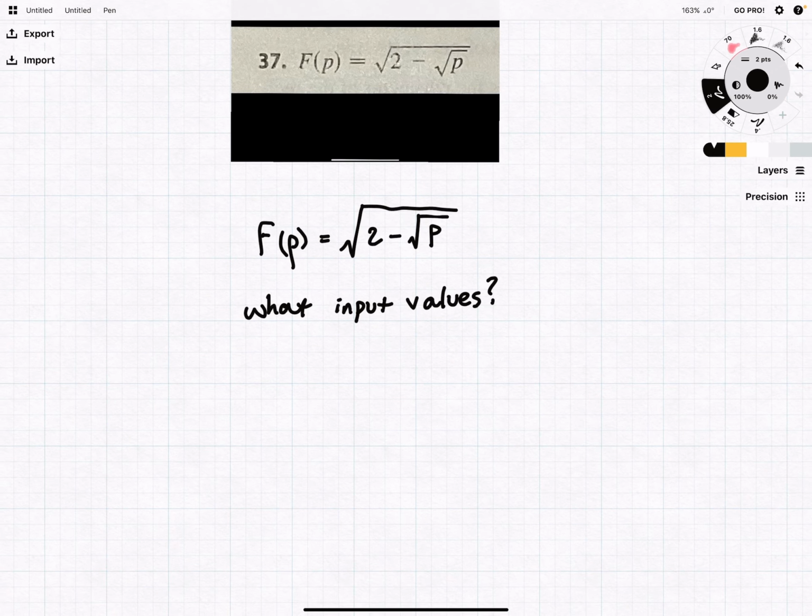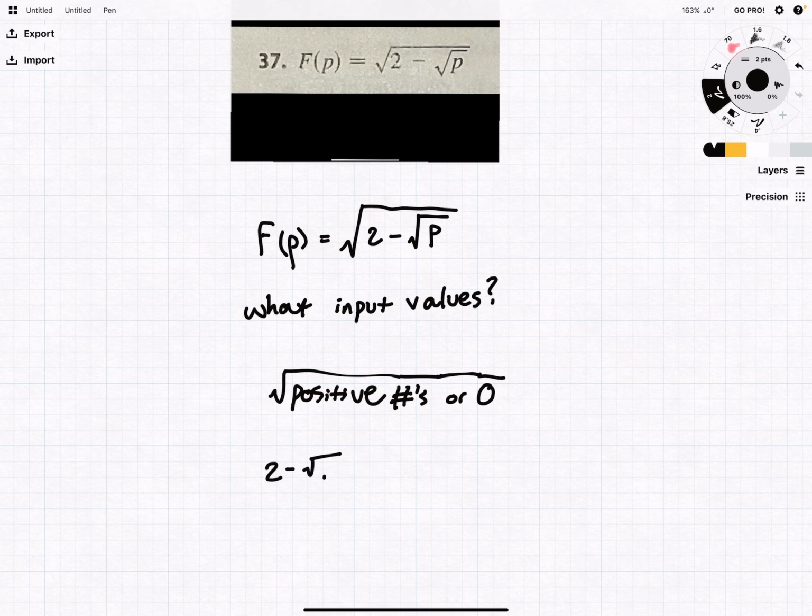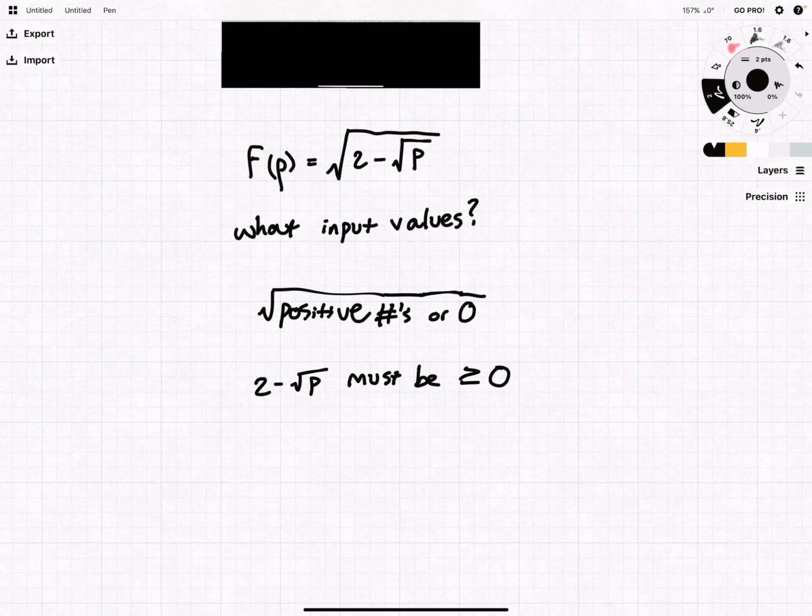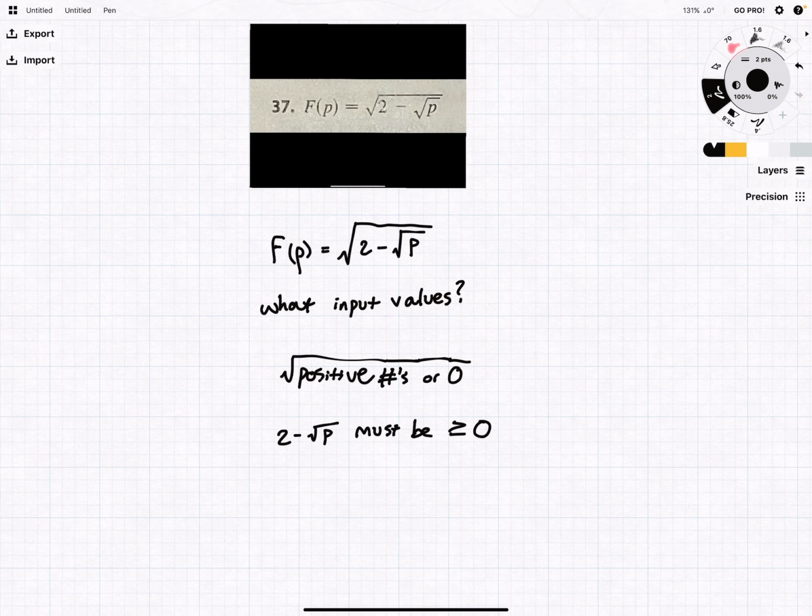Well, what do we know about square roots in general? We know that square roots need to have positive numbers. So we know that 2 minus, well, a square root can also have 0, right? So 2 minus square root of p must be greater than or equal to 0, because if 2 minus the square root of p is less than 0, then we'll have a negative under that radical, and then we'll run into trouble.